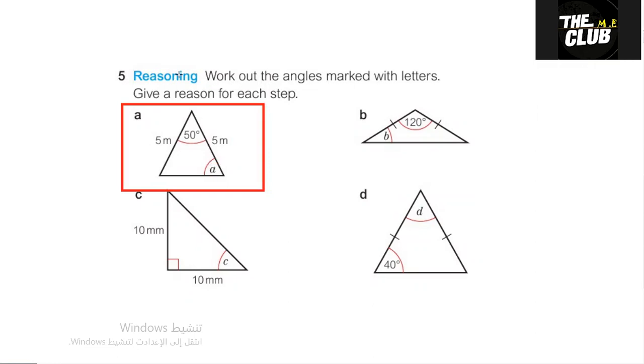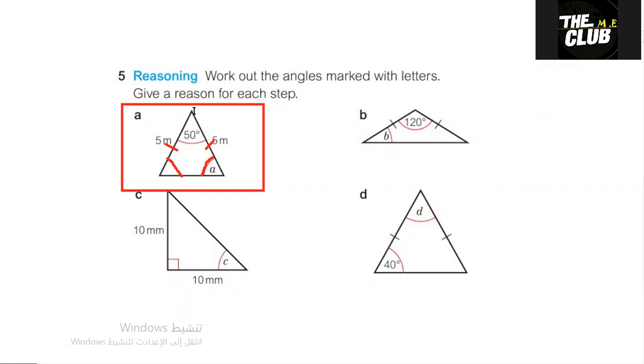Now, we can see that this one is 5 meters and this one is 5 meters. This means what? It means that the shape has two lines which have the same length. It means it's an isosceles triangle. And we know that isosceles triangles have what? They have the same base angles. So these two angles are the same. And I have a top angle here. So how can I find the base angles?